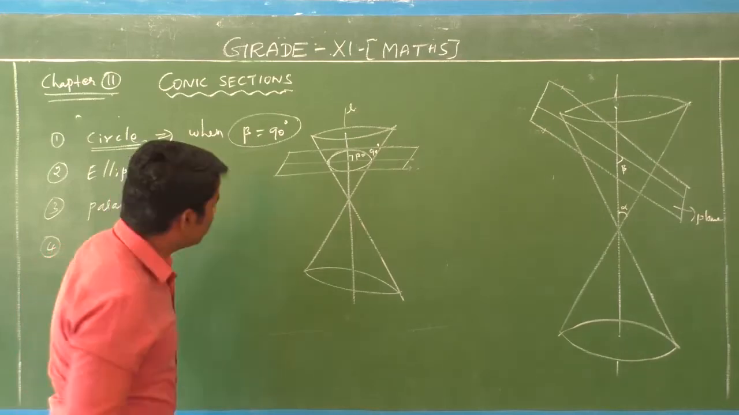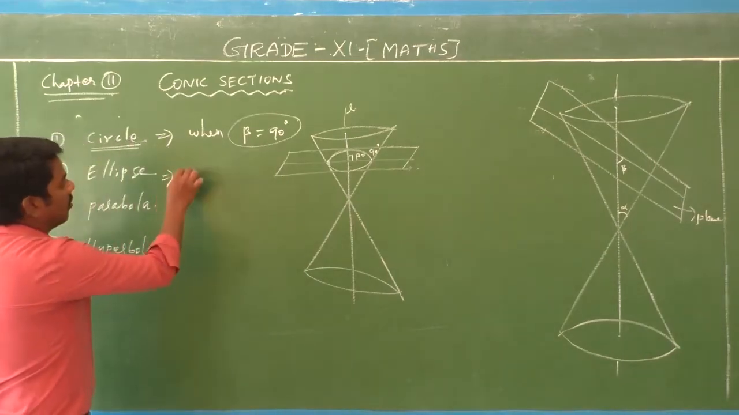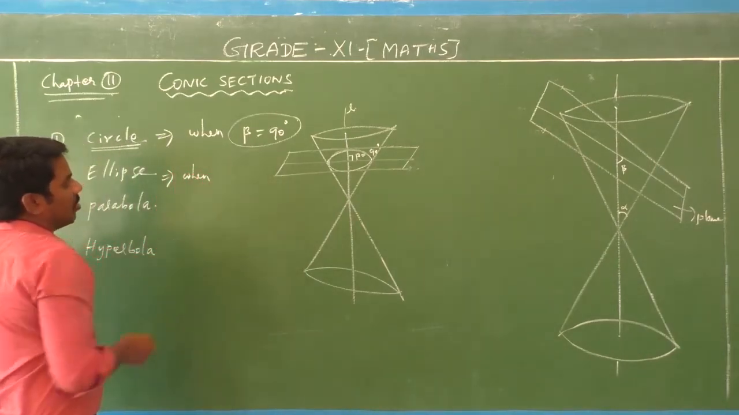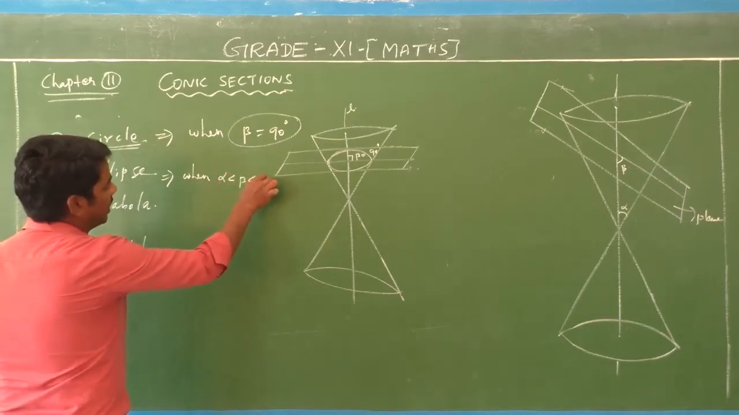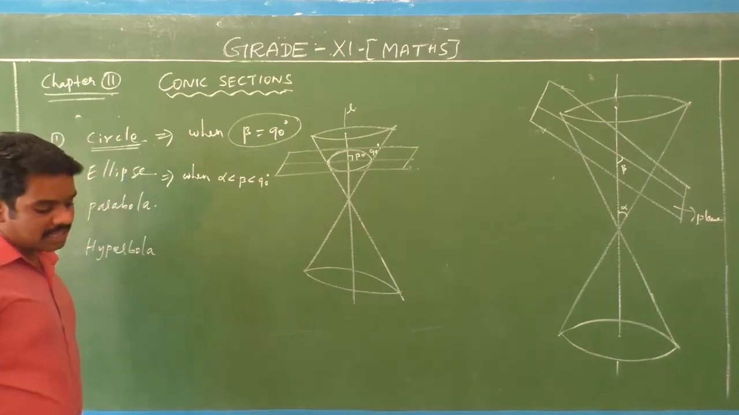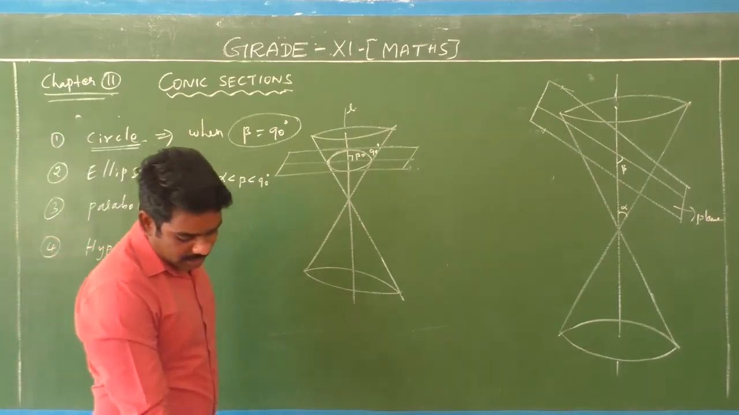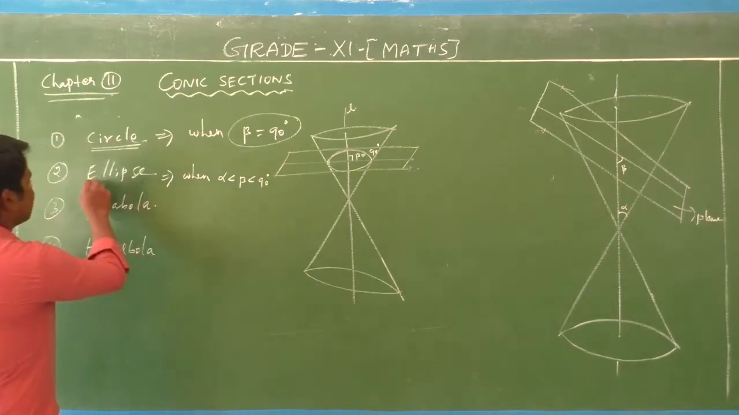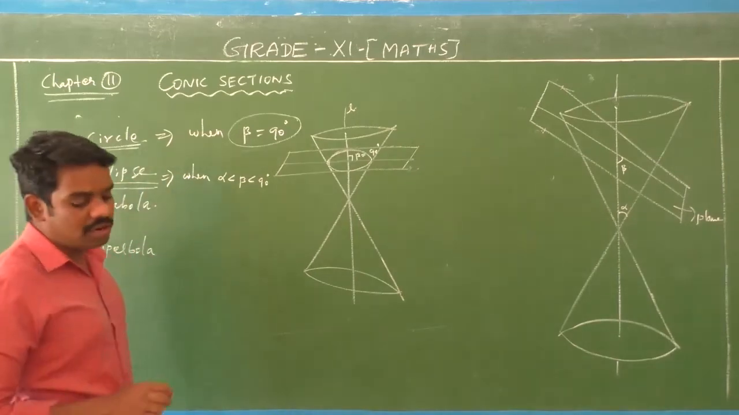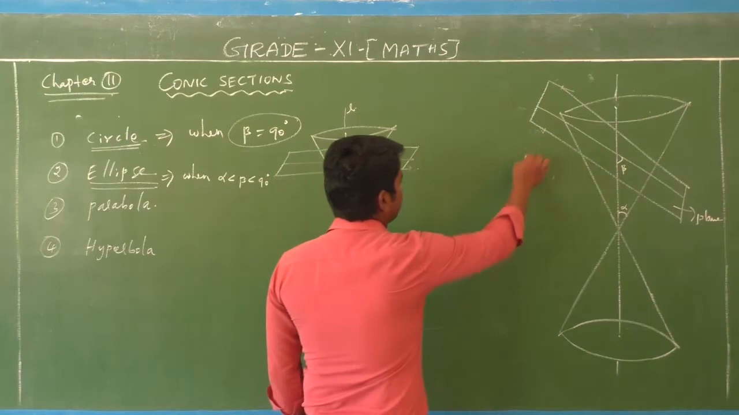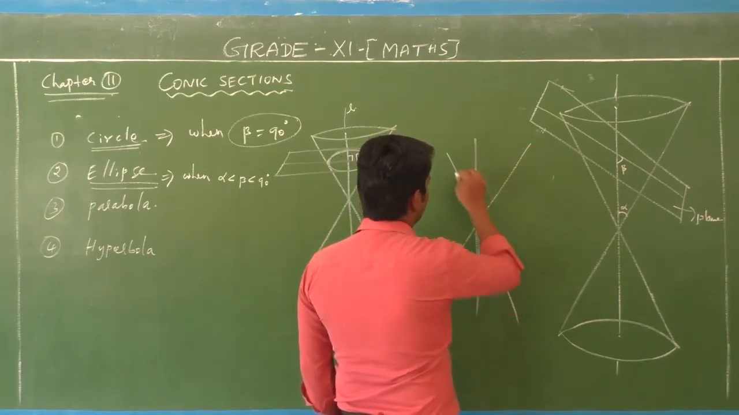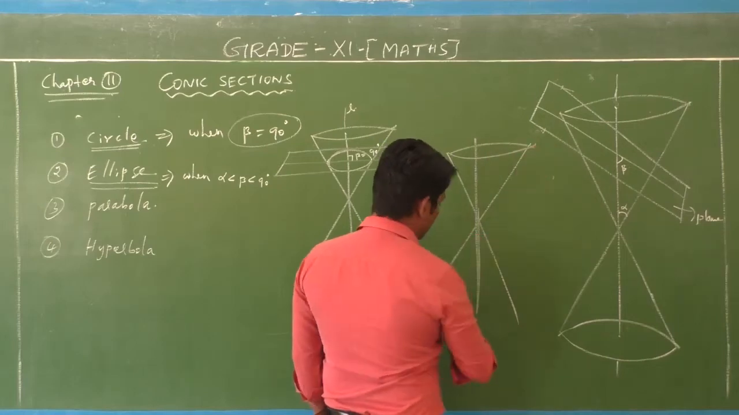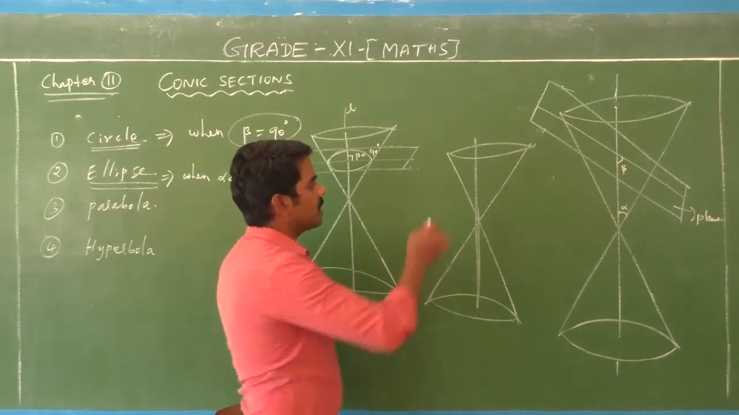And second one, when beta is such that alpha is less than beta, which is less than 90 degrees, the section is called an ellipse. The section is called an ellipse. Listen. Same right circular cone. Can anyone play with the cone?